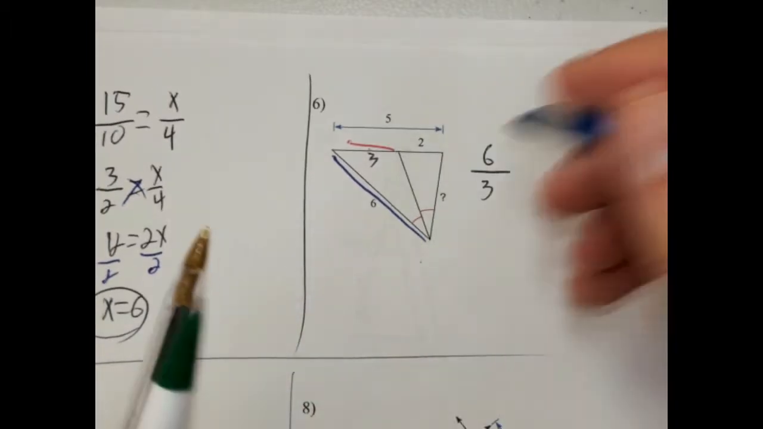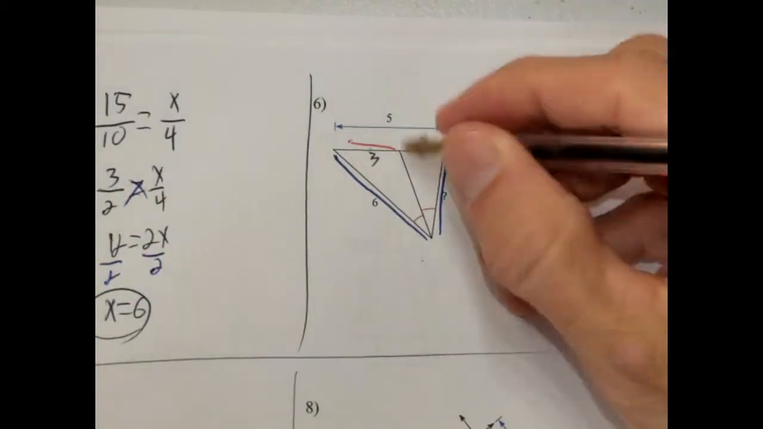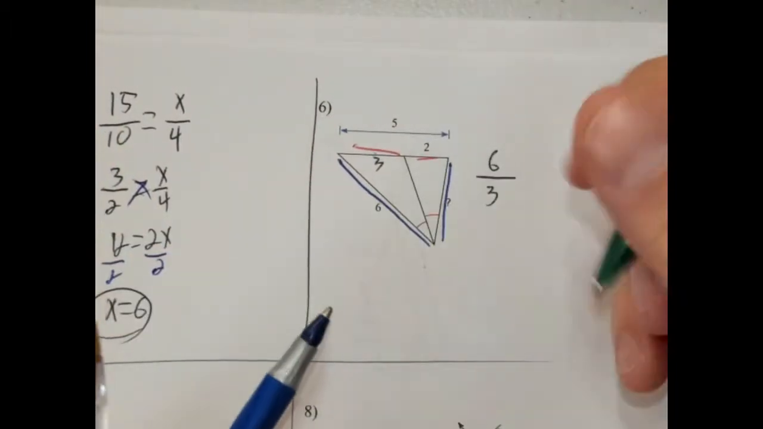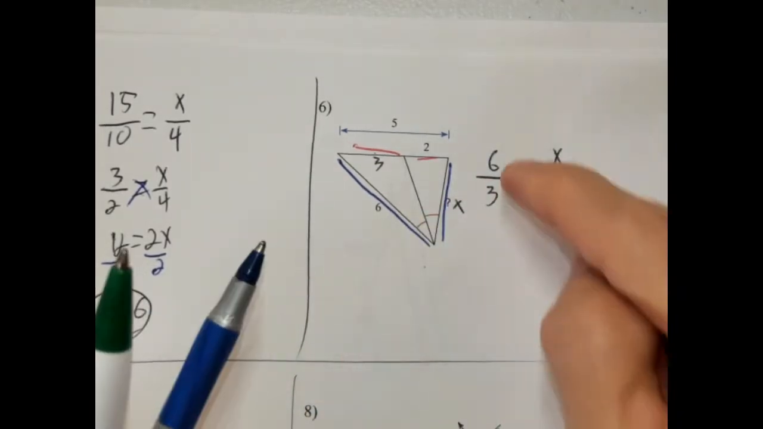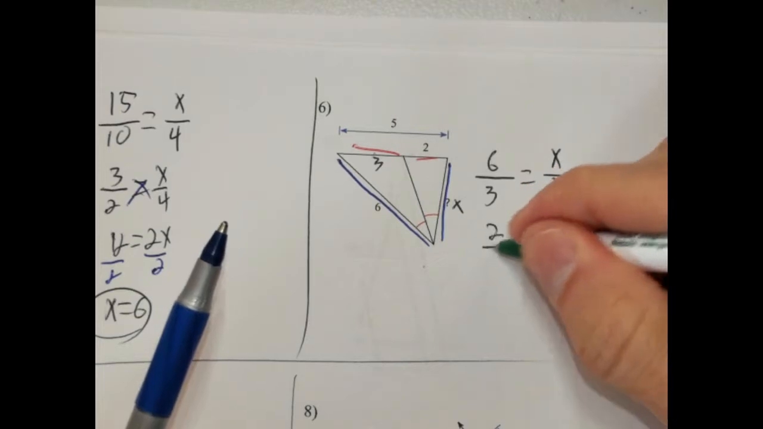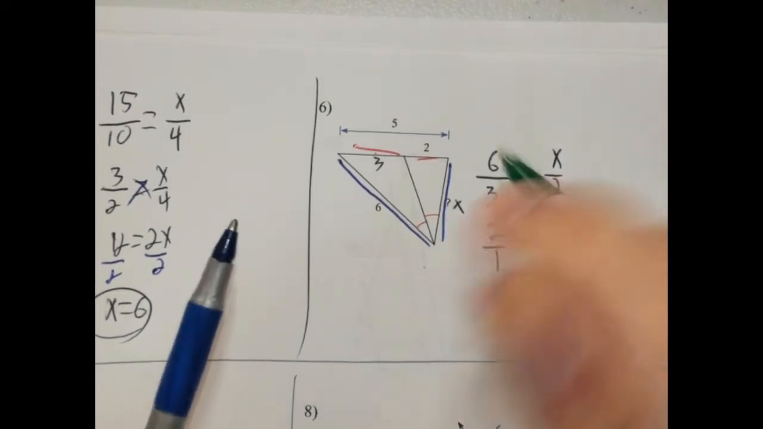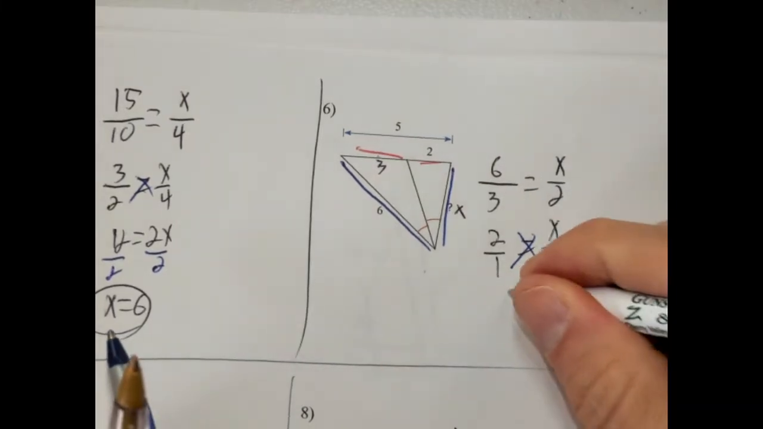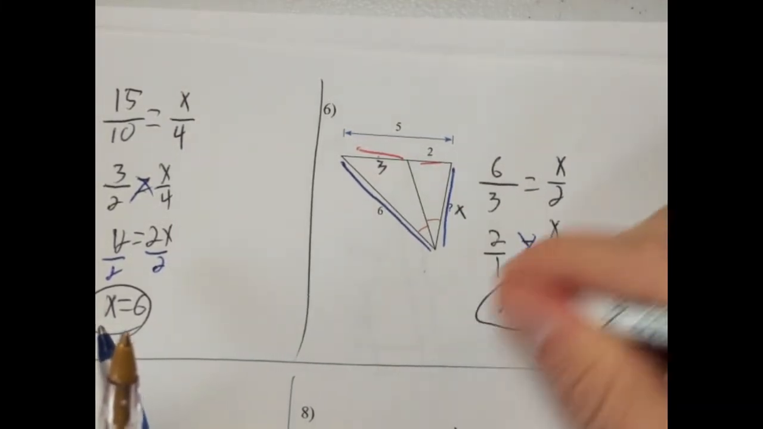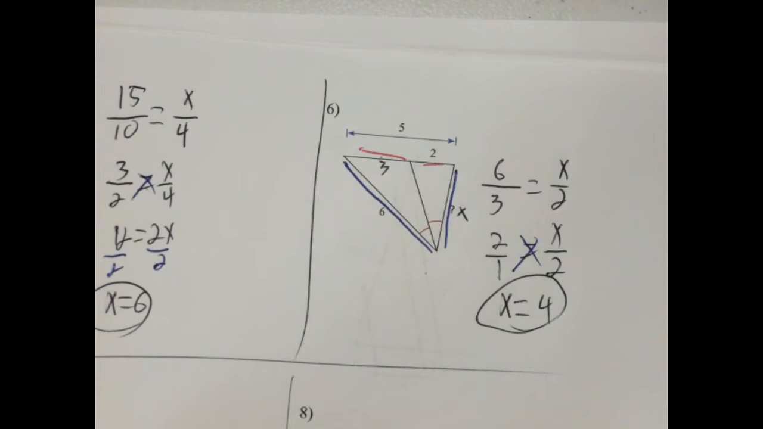So blue over red. And we don't know what that is. So it's x. x over 2. I'm going to simplify that to 2 over 1. All right, cross multiply. And x will be equal to 4.